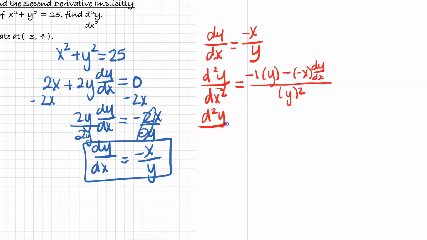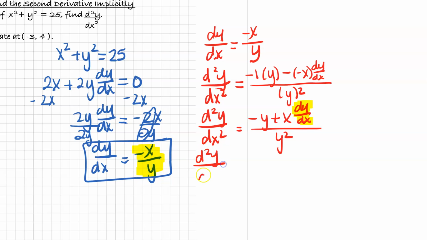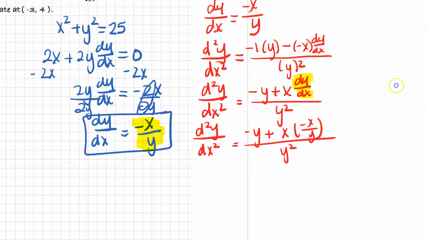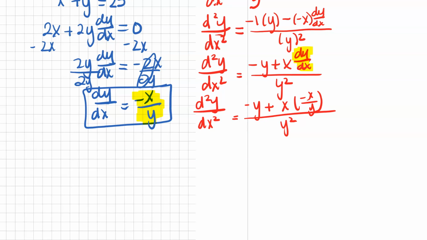I'm going to leave this left-hand side alone. Clean up the top, that's negative y plus x dy/dx, all over y squared. Now, what I need to do is plug in something that I know. I know that dy/dx is equal to negative x over y. So I'm going to plug that in. Keeping with my notation, that would be negative y plus x times negative x over y, all over y squared. And so now it's all about the algebra. I need to clean this up.